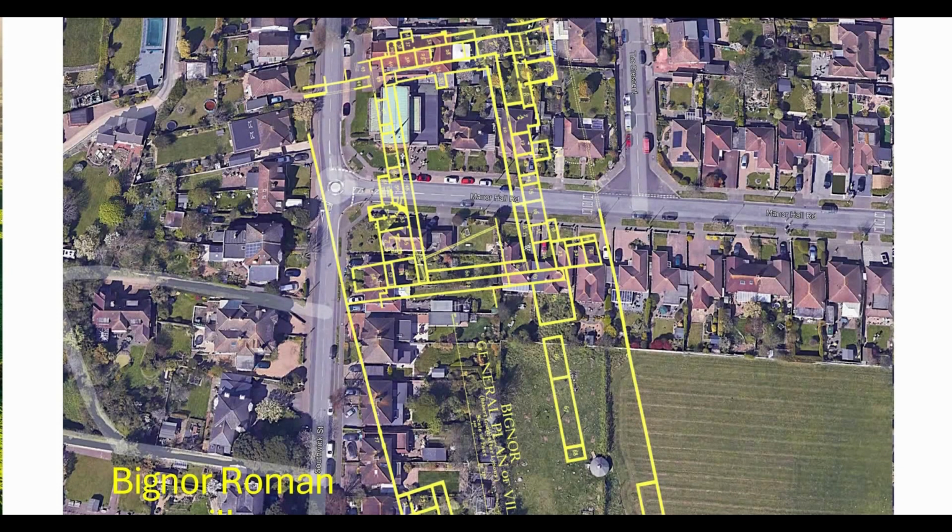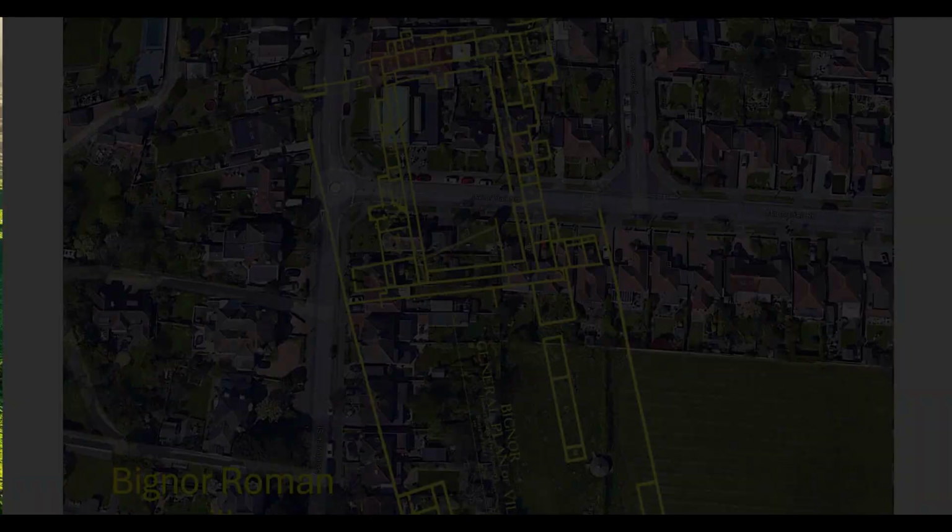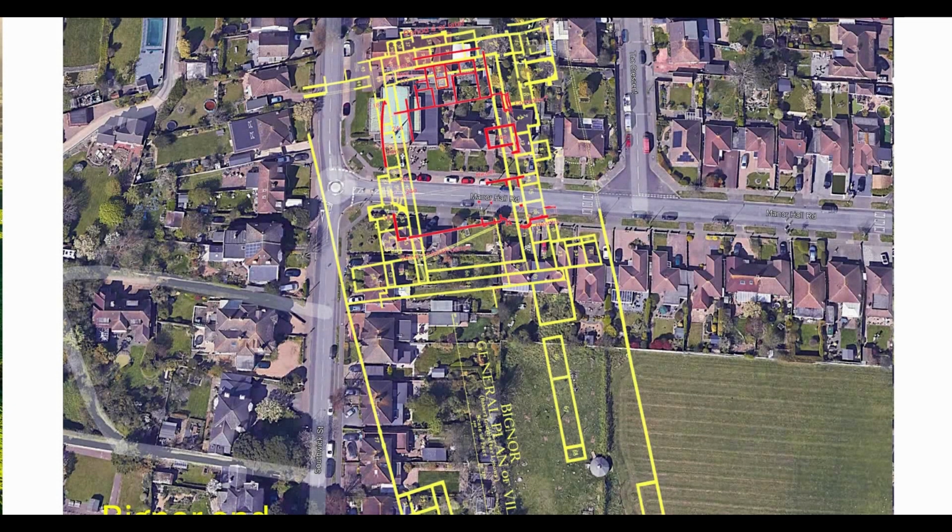For comparison, this slide shows Bignor Roman Villa overlaid in the same location at the same scale. You can see they are very similar in size. Now with Southwick Villa for comparison. The Bignor drawing shows many more outbuildings, but Southwick may have been similarly large.